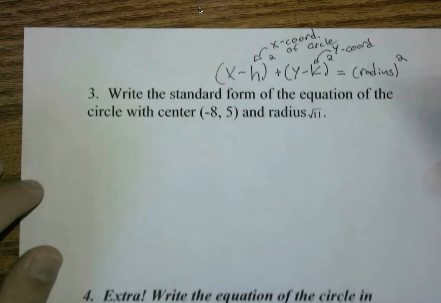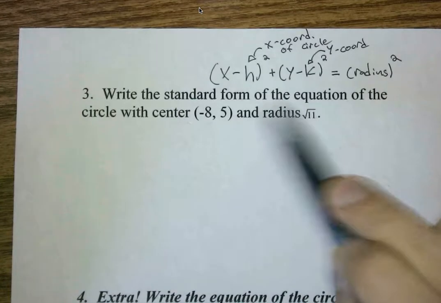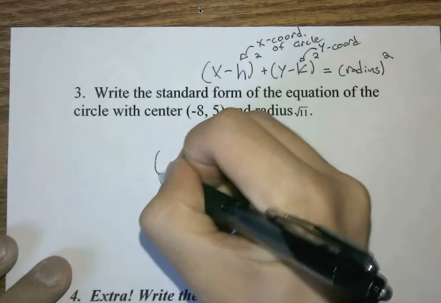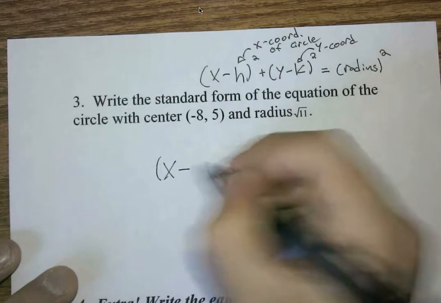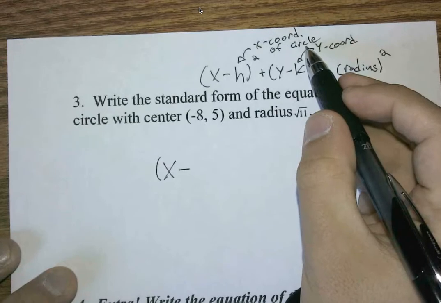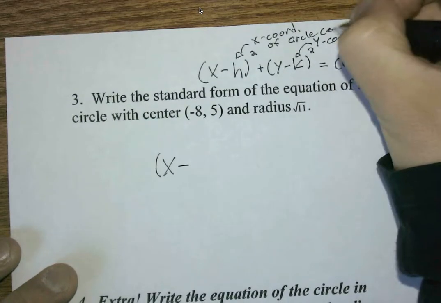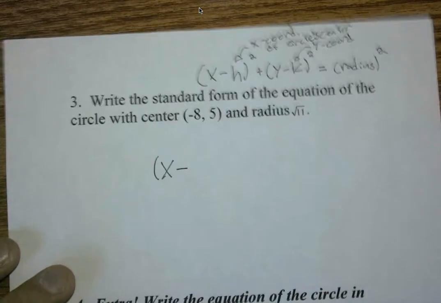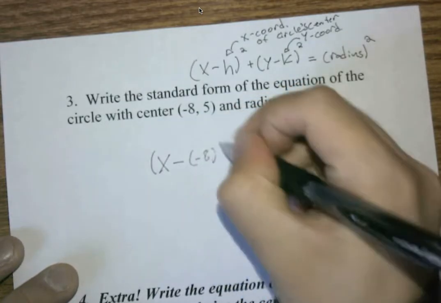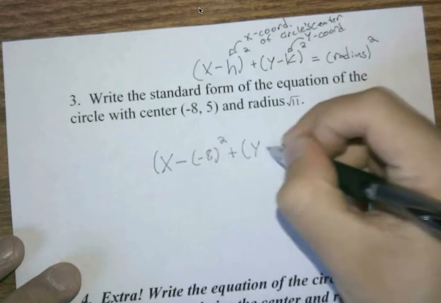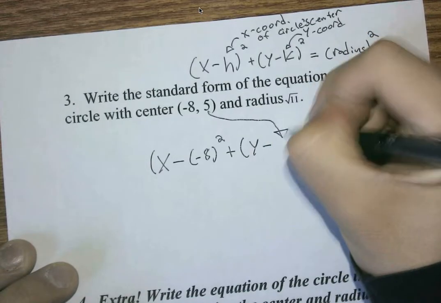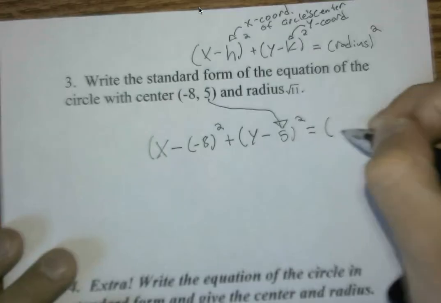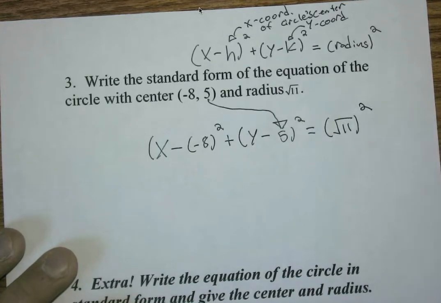And so when they say write the standard form of the equation for a circle with this information, they're saying pretty much take this information and put it in there. So we can still write down parentheses x. We can still deduct now with our x coordinate of the circle's center. So x minus negative 8, where this is being squared. We're then adding on y minus now 5, where this is all being squared. This is equal to the square root of 11 being squared.